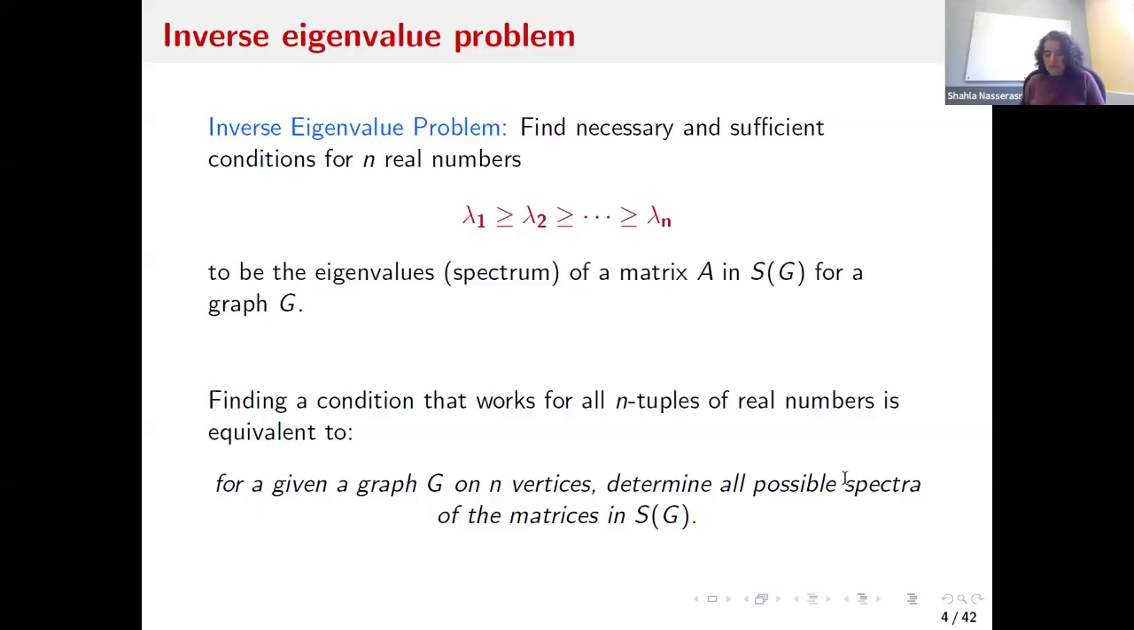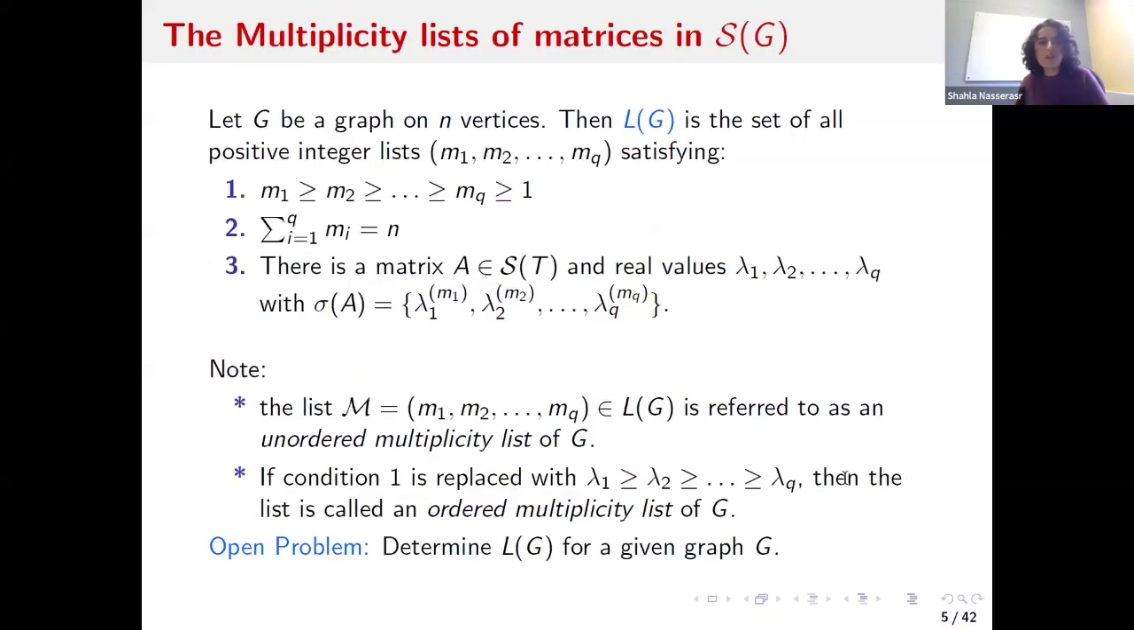So one way to think about it is that, instead of the values of the eigenvalues, can we answer questions about the multiplicities of eigenvalues? Such as, what are all possible multiplicities of the eigenvalues and so on. One thing that I need to mention is that these are symmetric matrices, therefore the algebraic and geometric multiplicities are all the same. So having that, we define this set called L of G, L for list, which is the list of all possible sequences of positive integers that are the multiplicities of the eigenvalues of a matrix in S of G.